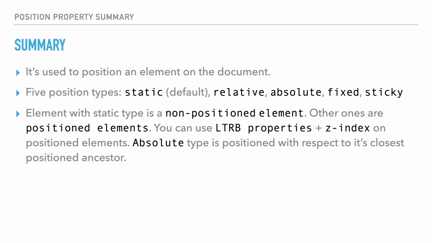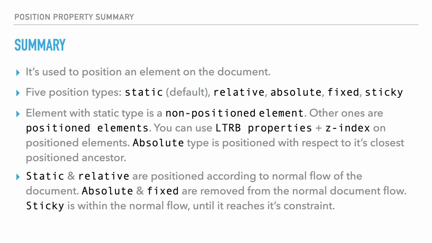Now, the reason why this distinction is important is because on positioned elements, you could use the left, top, right, bottom properties and the z-index on it. Also, absolutely positioned elements is positioned with respect to its closest position ancestor. These are the 2 reasons why we make the distinction. Static and relative position types are positioned according to the normal flow of the document, meaning its siblings and its parents know that they're there and they are stacked depending on the normal flow of the document. But the absolute and the fixed position types are removed from the normal document flow. So to the parents or to the siblings, it's as if they don't even exist.